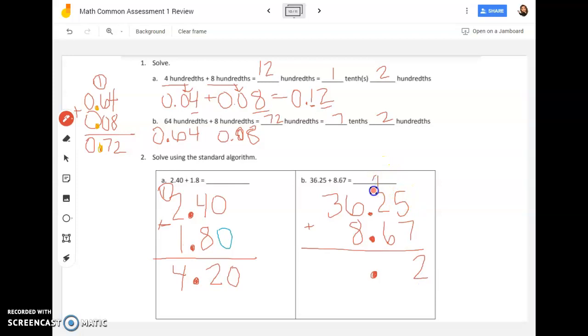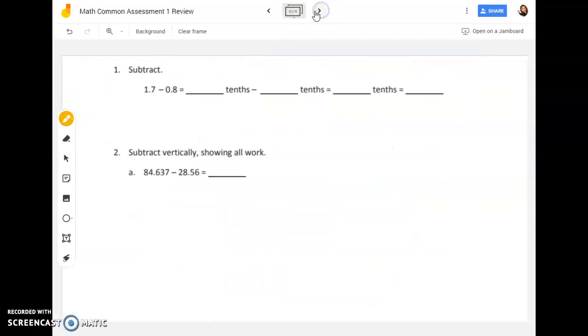Put my 2, carry my 1. 2 plus 6 plus 1. Well, 2 plus 1 is 3. 6 plus 3 gives me 9. Now I have 8 plus 6. So 8, 9, 10, 11, 12, 13, 14. Put my 4, carry my 1. And then 3 plus 1 is 4. So our final answer here is 44 and 92 hundredths. Again, the biggest thing that you must remember is you have to put your decimals in line. Make sure they are in line the whole way down when adding and subtracting.